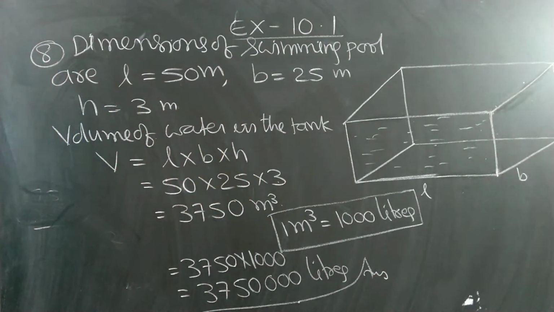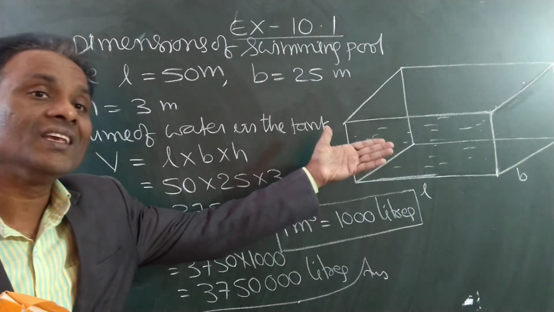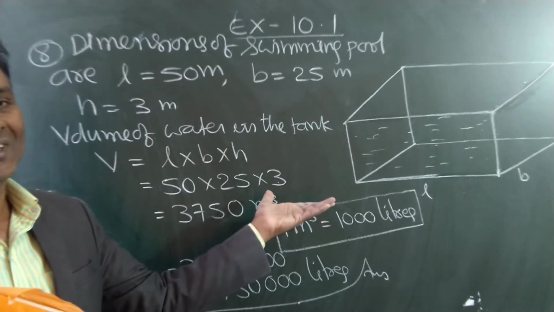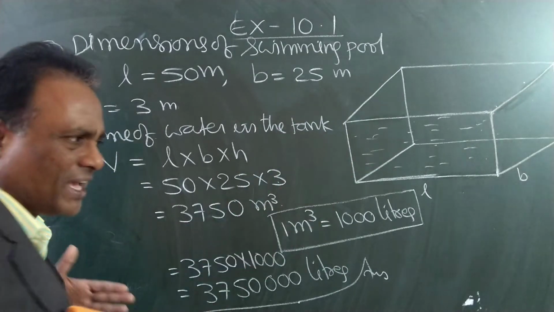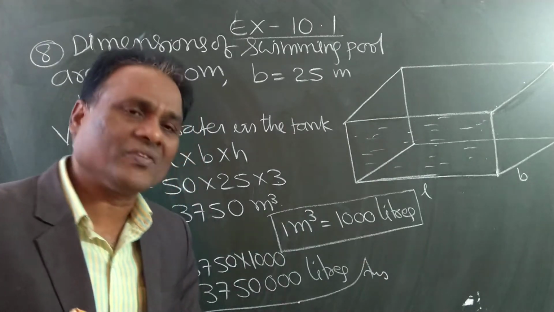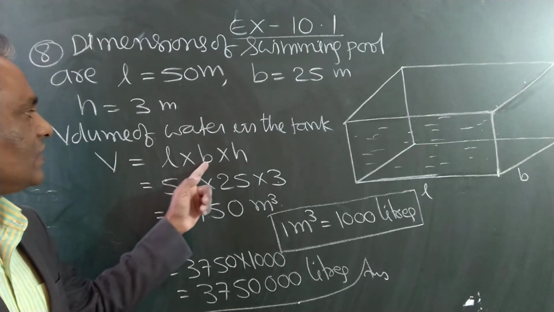How much water is there in the swimming pool means how much volume. Volume formula, which shape is it? Cuboid, a rectangular box type. Every swimming pool will be like that. It will have length, width and depth. So the volume will always be length into breadth into height.